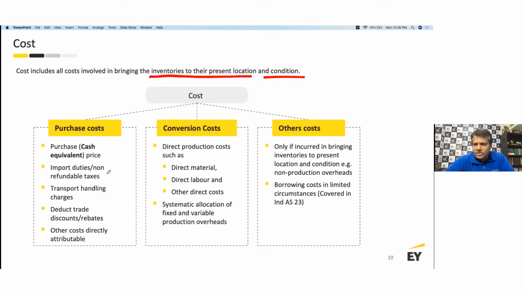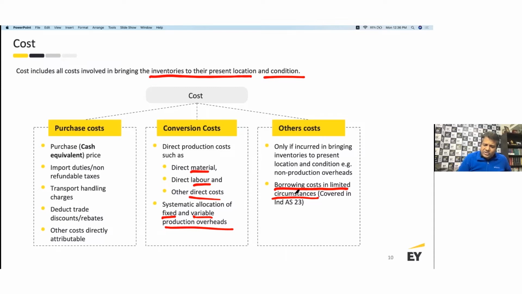Then conversion cost. Once the goods have been purchased and you are processing them, production costs such as direct material, labor, and other direct costs, plus overhead allocation, fixed and variable production overheads, are all part of your conversion cost. Then there could be other costs, only if incurred in bringing inventory to its present location and condition, like non-production overheads. Could be borrowing cost in limited circumstances.